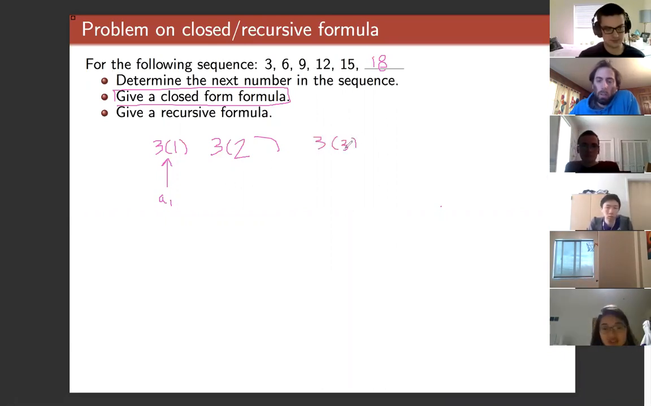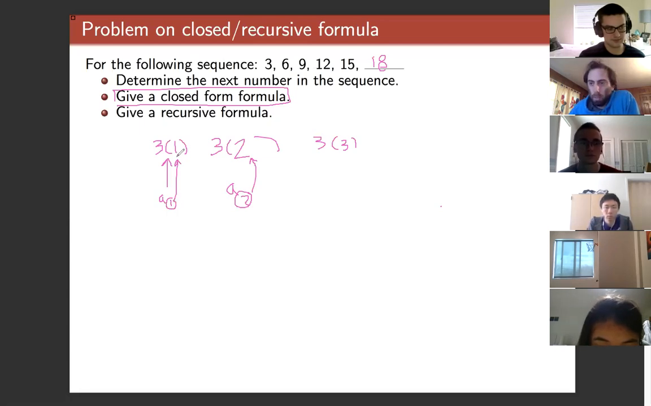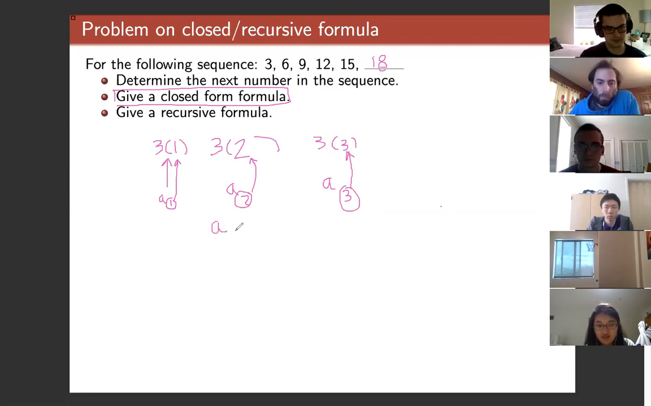So you need to relate the indices to the numbers in the sequence. In this case, it's kind of easy to do that, though it may not be if you're just seeing this for the first time. But in general, you want to relate the index of the sequence to the number that you see. In this case, we just take the index and multiply by 3. So as Lee said, an is just 3n.